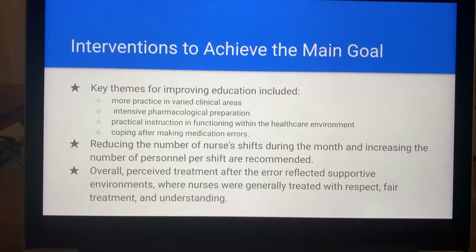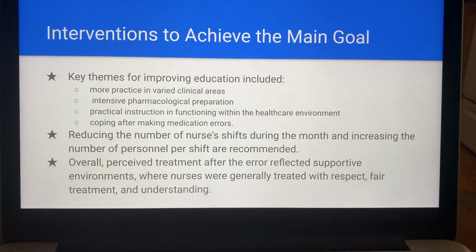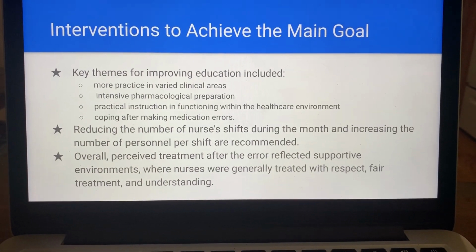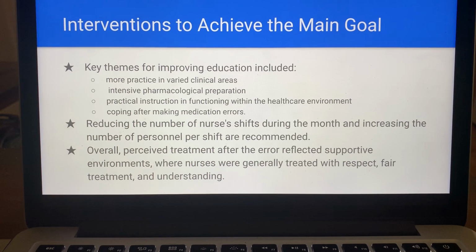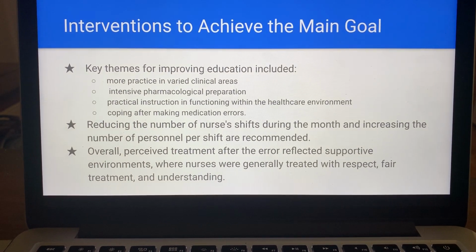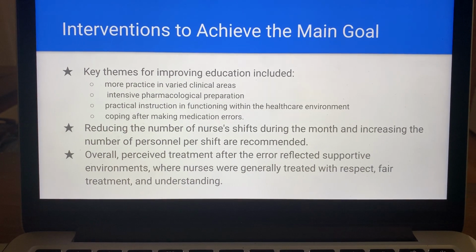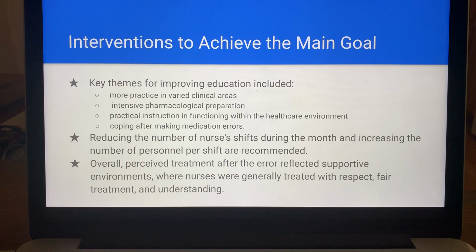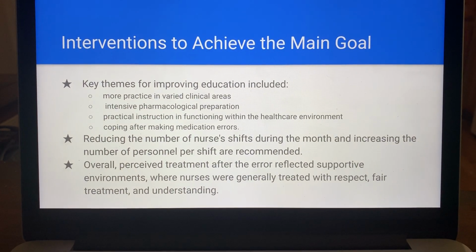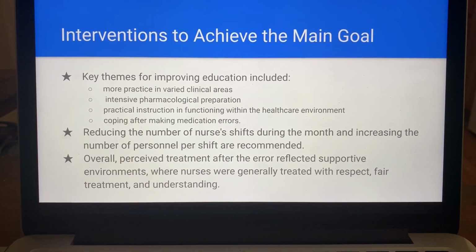So interventions to achieve the main goal. Key themes for improving the education on this were more practice in varied clinical areas, intensive pharmacological preparation, practical instruction and functioning with the healthcare environment, and coping after making medication errors. Doing these things will help reduce the amount of medication errors.